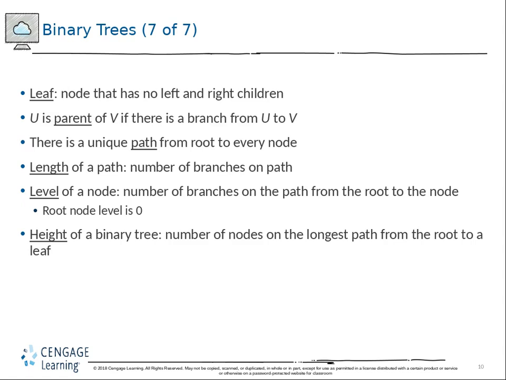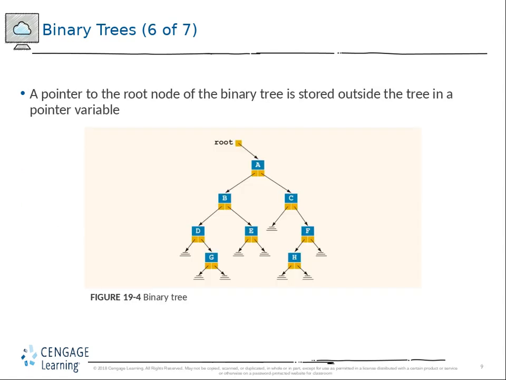There is a unique path from the root to every node. Ooh. If you're at A, is there more than one way to G?